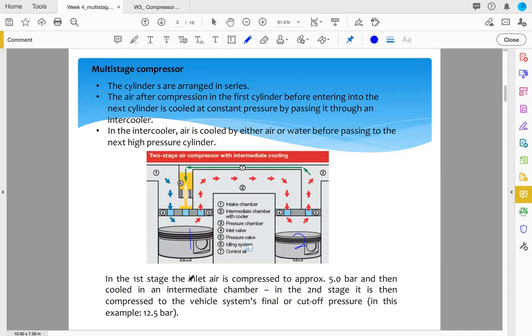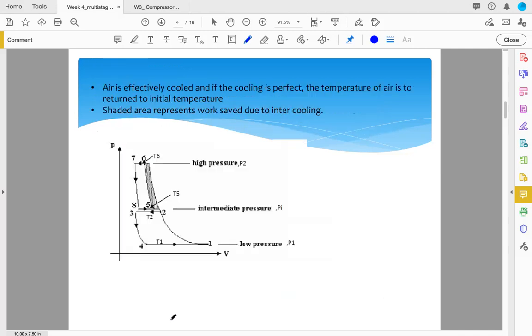In the first stage, the inlet air is compressed to approximately 5 bar, then cooled in an intermediate chamber. In the second stage, it is then compressed to the final or cut-off pressure, in this example 12.5 bar. Can you imagine? The cool air goes to the first stage and is compressed, reaching 5 bar. But after cooling the air and doing the second compression, you are able to reach 12.5 bar. Can you see how amazing that is?